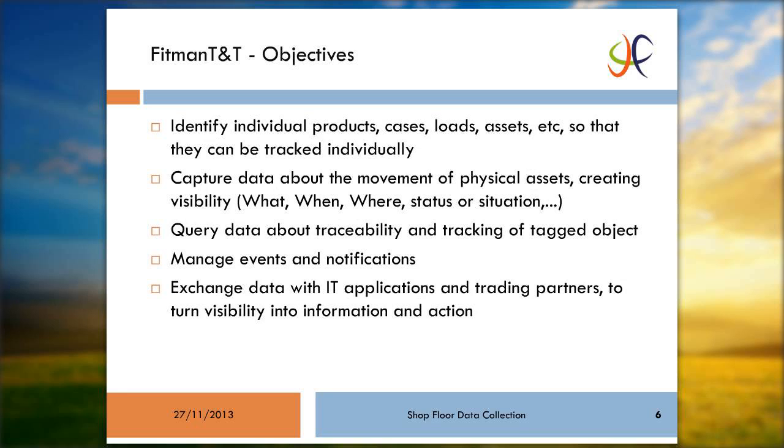Then, the main objectives of this component related to the factory domain will be to identify individual products, also cases, boxes, lots, assets, and the idea is to take individually all of them. At the same time, we will capture the data about the movement of the physical assets, creating visibility for the upper layers of the factory, for the business and for the management. It will be possible to know where all of the products that we need to trace are located at each moment.